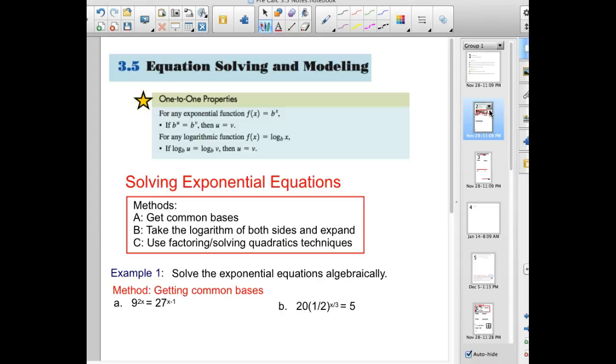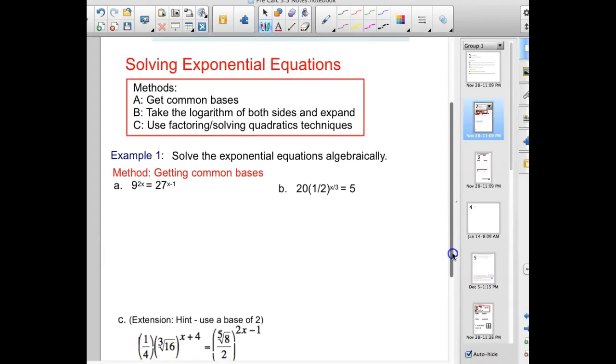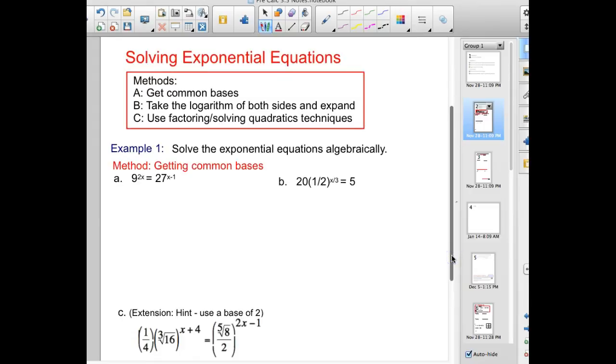All right, so we have three methods that we're going to look at for solving exponential equations. The first one is to get common bases. The second is to take the logarithm of both sides and expand it. And the third method is to use factoring and solving quadratic techniques. So the first one, getting common bases. We're looking at trying to convert the given bases into a common base on both sides.